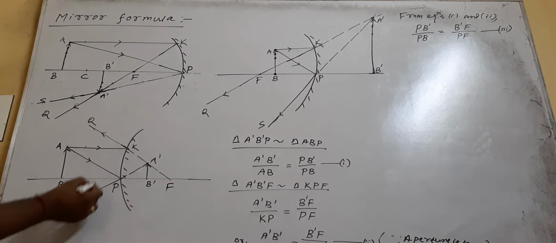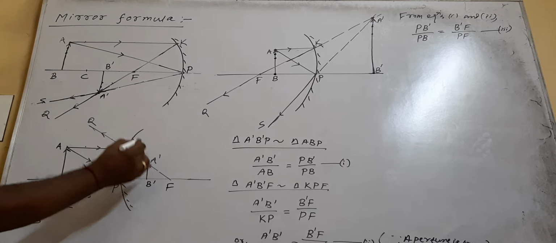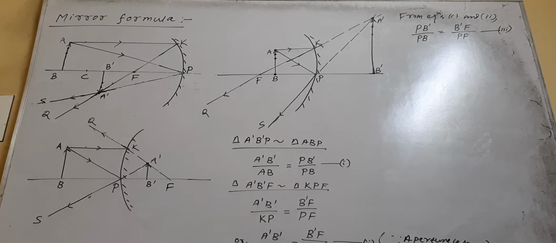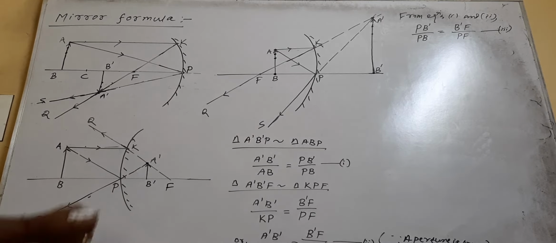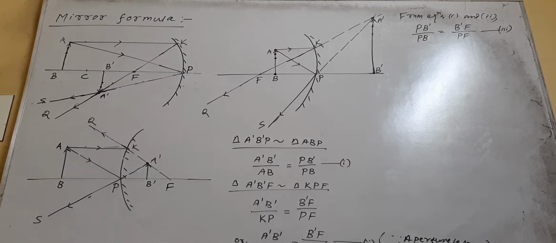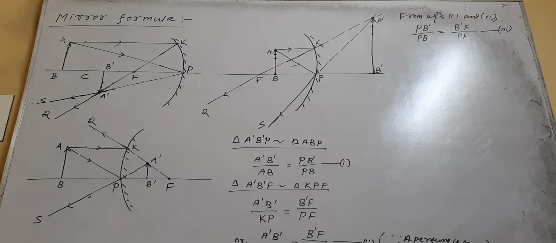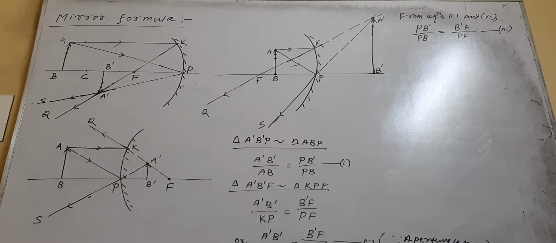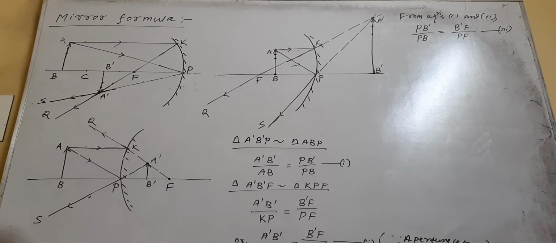When these two reflected rays are produced backward, then they will meet each other at the point A dash. Now A dash B dash is the virtual and erect image, and you know, as the ray is parallel to the principal axis, the reflected ray is KQ and it appears to diverge from the focus. So now come to this figure. You see the two triangles A dash B dash P and ABP, are they similar or not? Let us verify it.